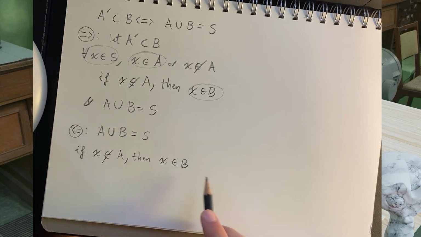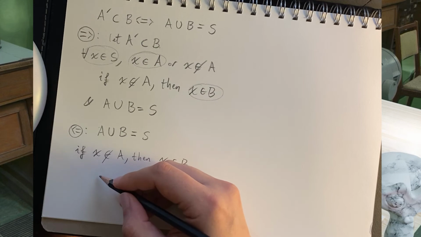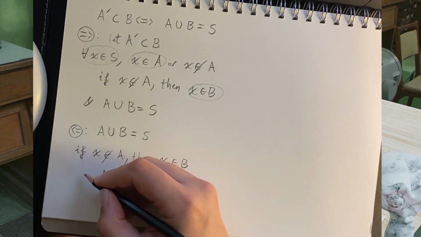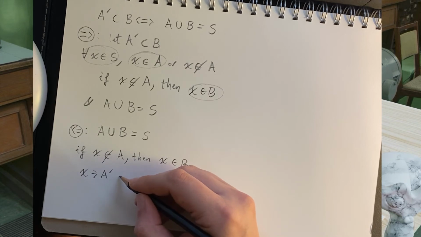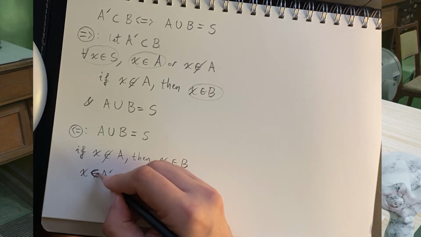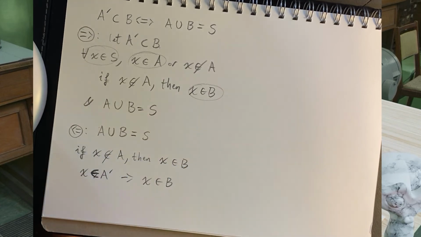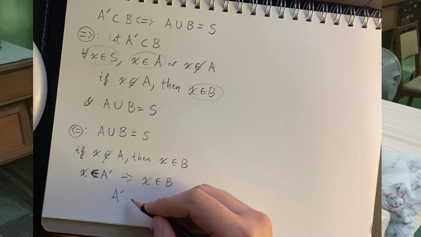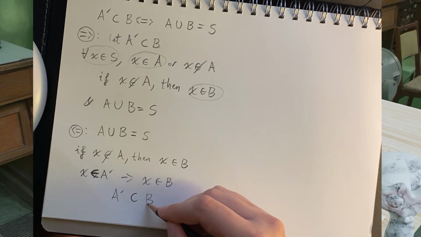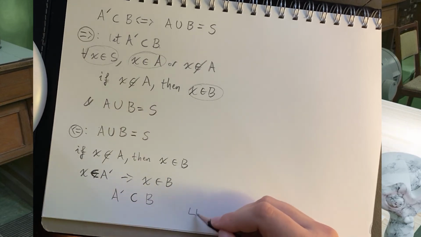But wait a second, this is the statement of a subset. We have X in A complement, whoops, implies X in B, and that's the subsets. We have A complement is a subset of B. And there we are, we're done.